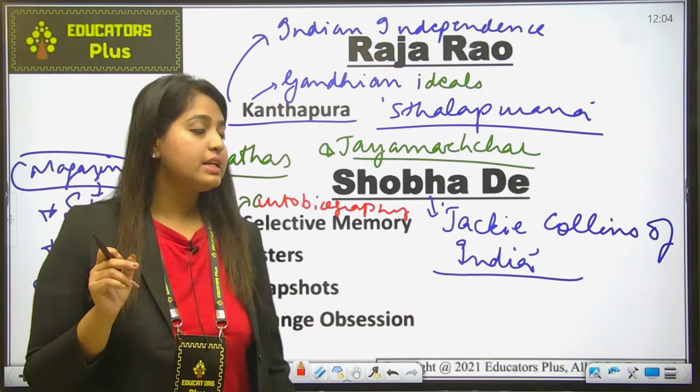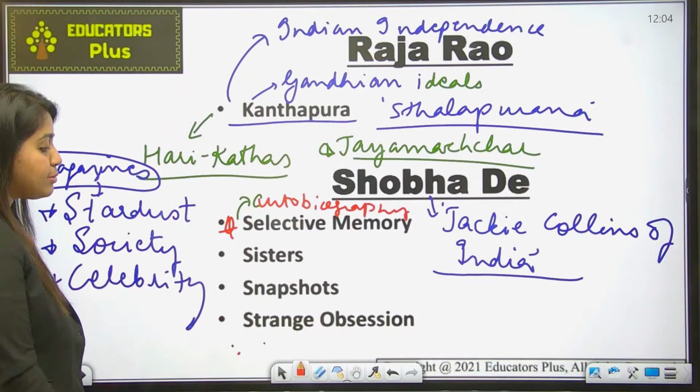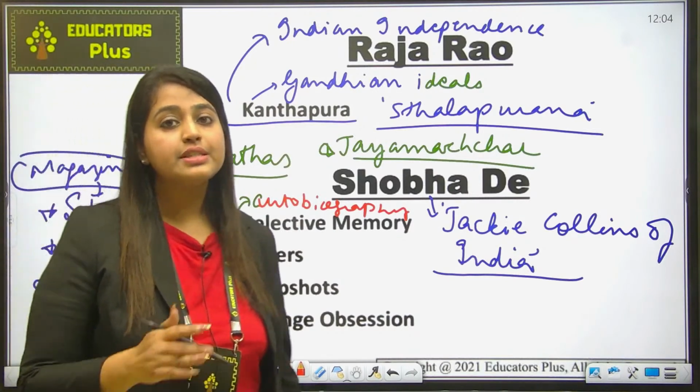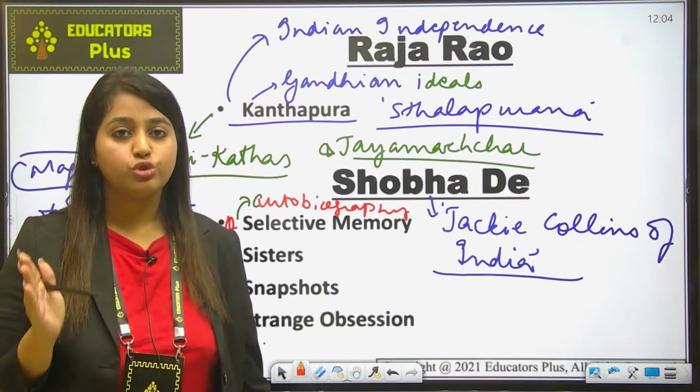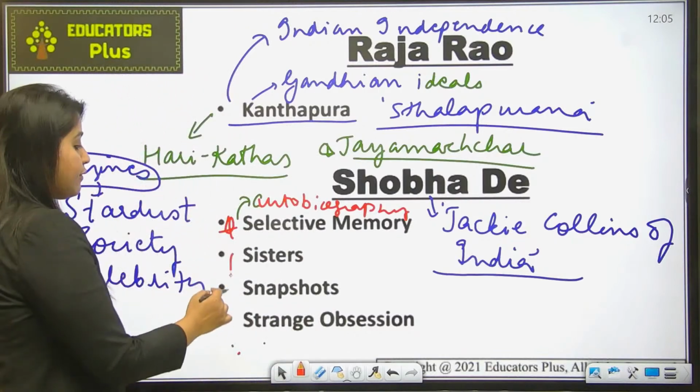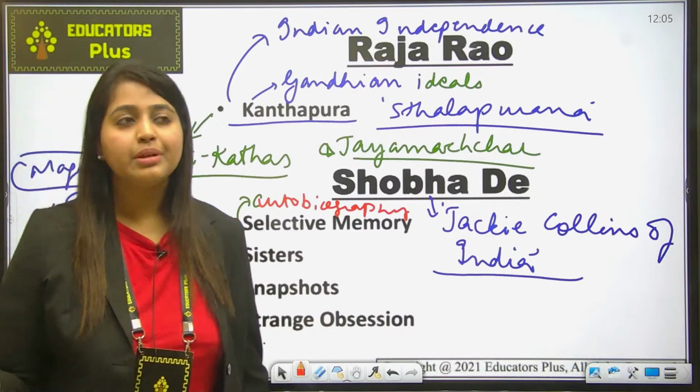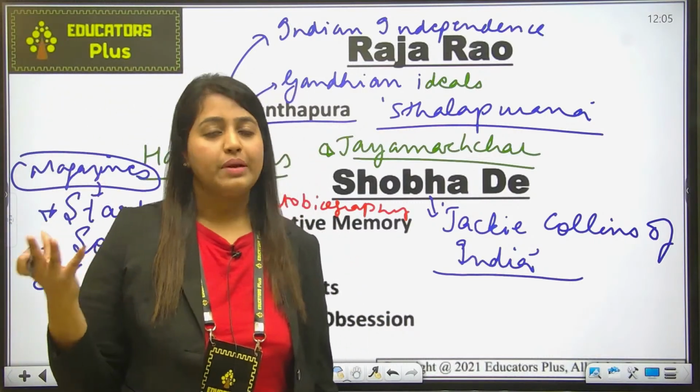Okay, and what are her other works? Sisters, Snapshots, Strange Obsessions. So these are some of the works which have been written by Shobha Day. Only the names you have to remember. You don't have to go in depth, because questions are not asked from Shobha Day in that much depth.